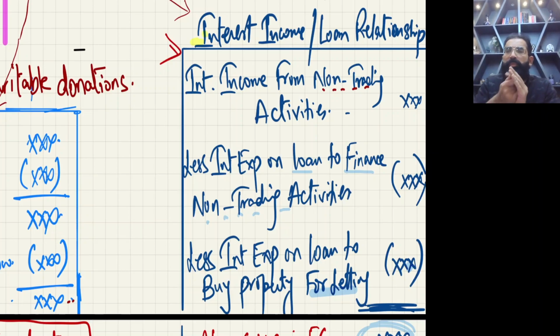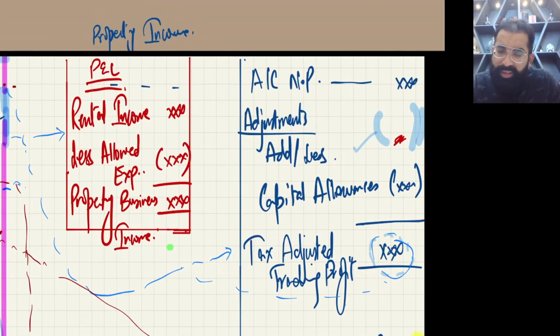Now what things come in this box? The first thing is interest income from non-trading activities. As a student, you may ask, sir, can we ever earn interest income from trading activities? Yes, if you are a bank. For a bank, interest income is the primary income, so for a bank it is trading income. And if you are a bank, then interest income will go in the trading income head.